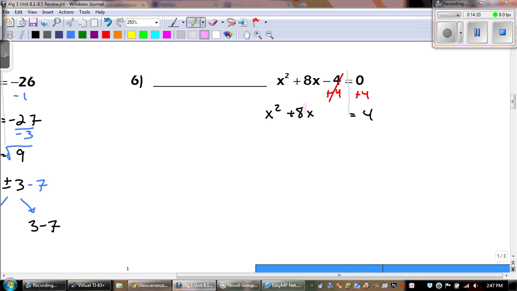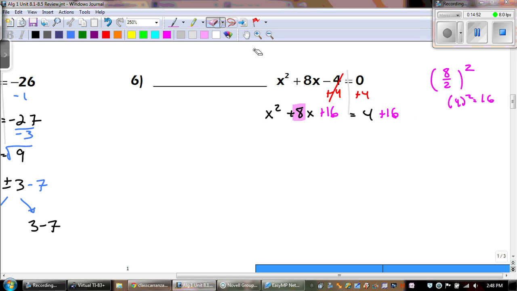All right, so we need to look at this middle term. We're going to take that middle term, the 8, and divide it by 2, and then square it. 8 divided by 2 is 4. 4 squared gives us 16. So we're going to add 16 to both sides. Okay?